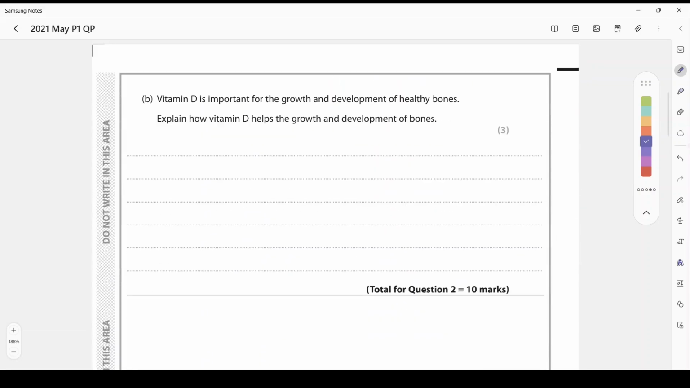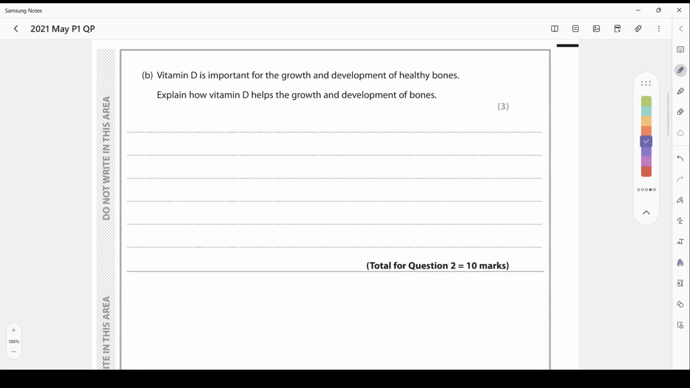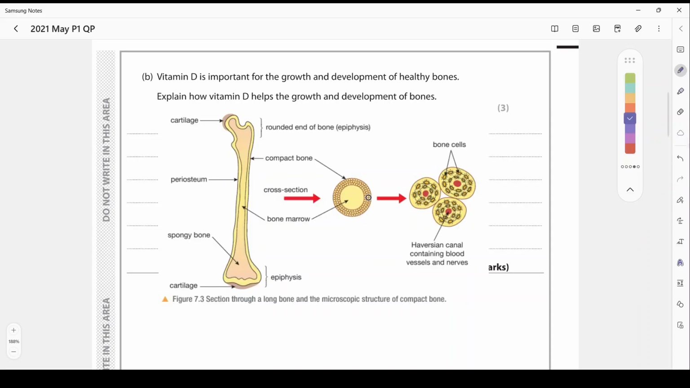Okay, let's go to part B. Vitamin D is important for the growth and development of healthy bones. Explain why vitamin D helps the growth and development of bones. So I've included a diagram here. This is from the textbook, but I don't think you need to know too much about this. But basically, vitamin D helps absorb calcium ions from our intestines to our bloodstream.